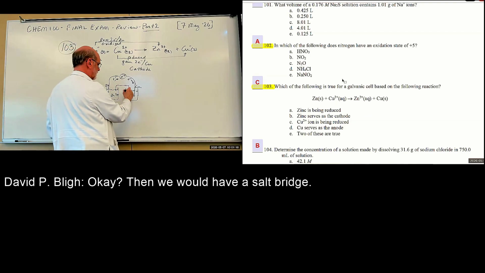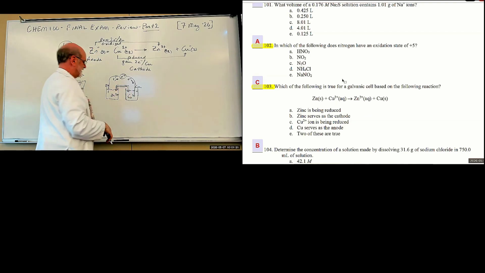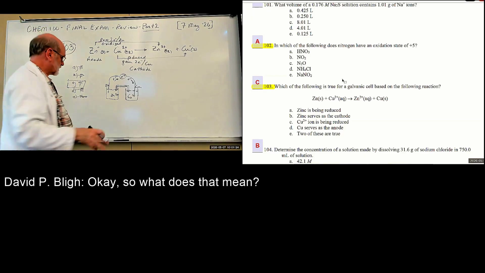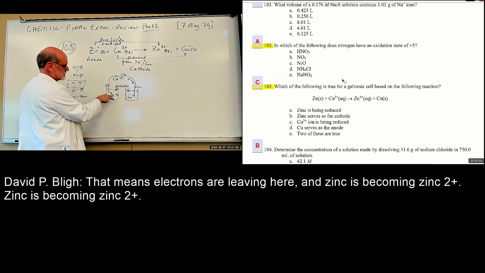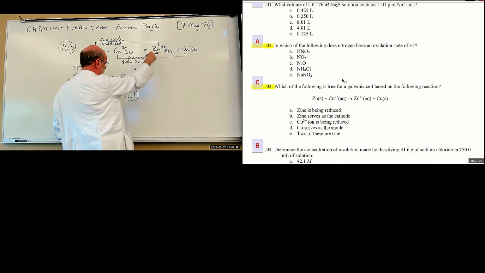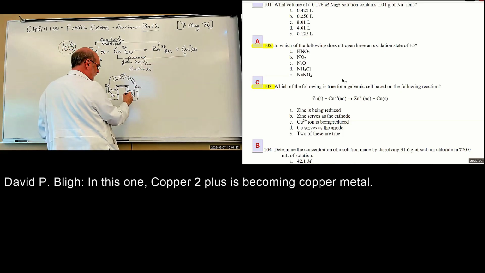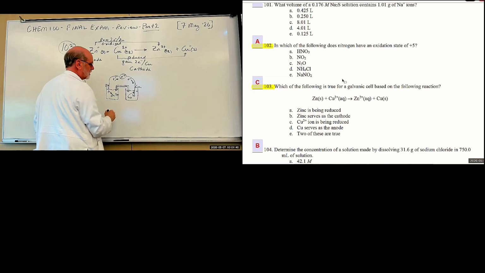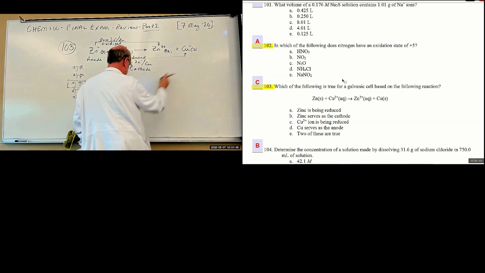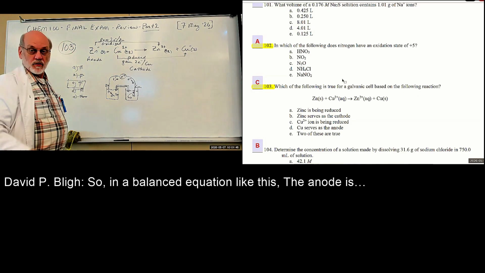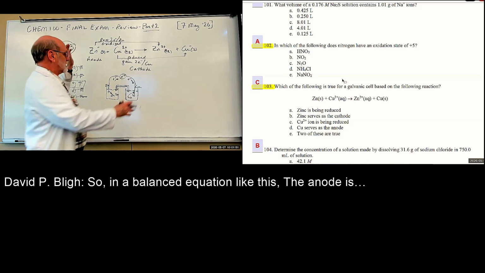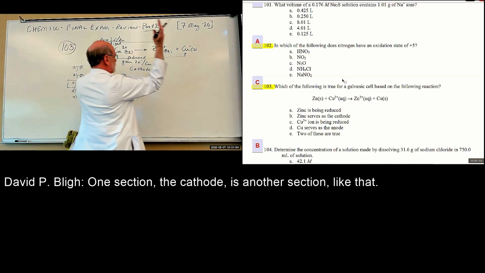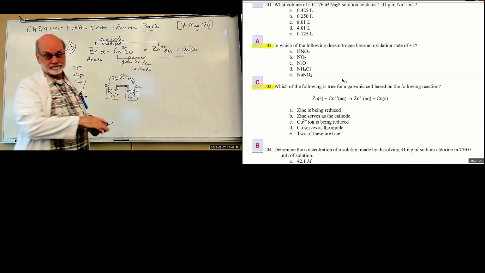Okay, then we would have a salt bridge. So what does that mean? That means electrons are leaving here and zinc is becoming zinc 2 plus. In this one, copper 2 plus is becoming copper metal. So in a balanced equation like this, the anode is one section, the cathode is another section, like that.